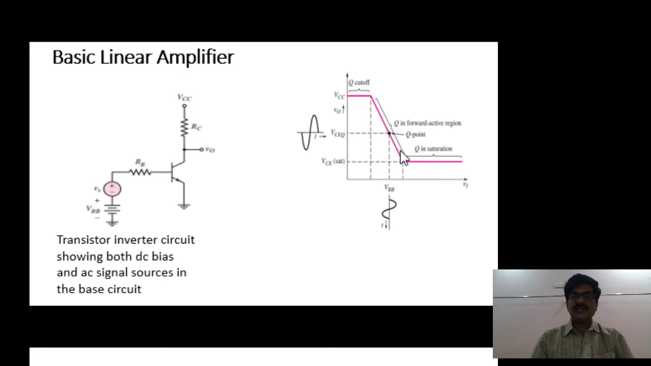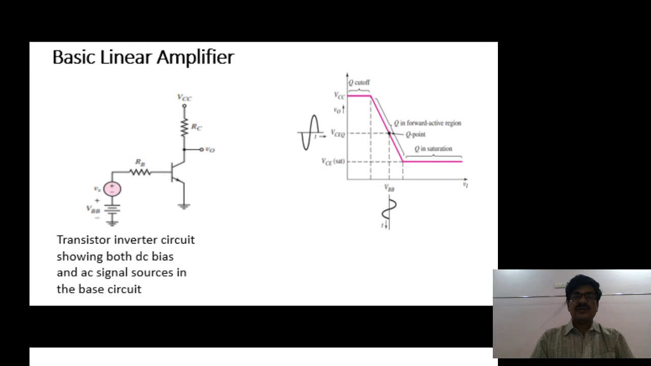With reference to the transistor, when the output is logic high, the transistor is in the off state, that is, it operates in the cutoff region. When the output is a low value, the transistor operates in the saturation region. But in between cutoff and saturation, the region is referred to as the forward active region.